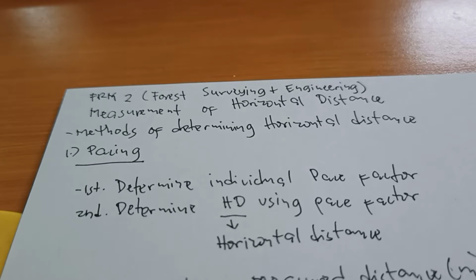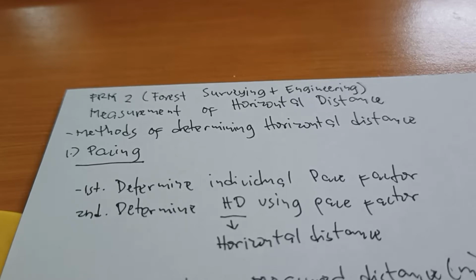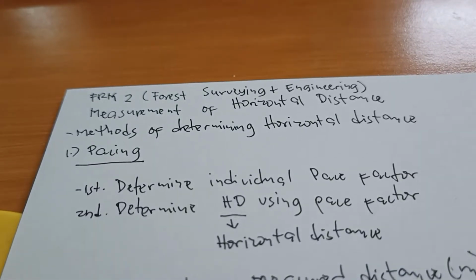For this lecture video, we will be discussing the different methods in the measurement of horizontal distance. One of the basic methods in determining horizontal distance is through pacing. We discussed this, and I already sent you a video tutorial for you to conduct your first lab exercise in relation to pacing. For this lecture video, I will be giving you examples and problem solving for the different problems in determining horizontal distance using pacing.